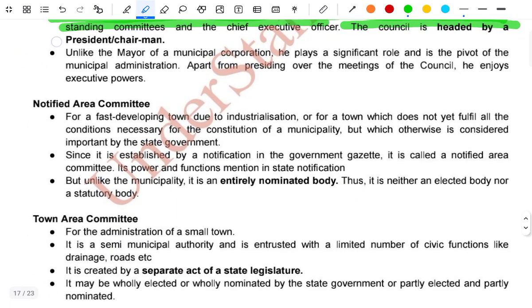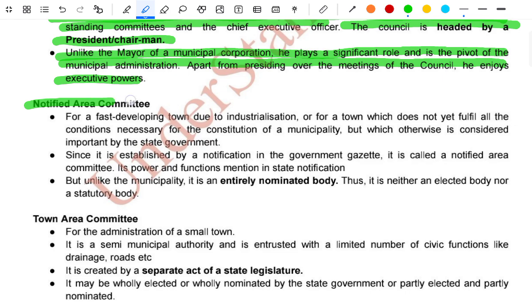the president or chairman. Unlike the mayor of the municipal corporation, he plays a significant role in the municipal administration. Apart from presiding over the meetings of the council, he enjoys executive power.